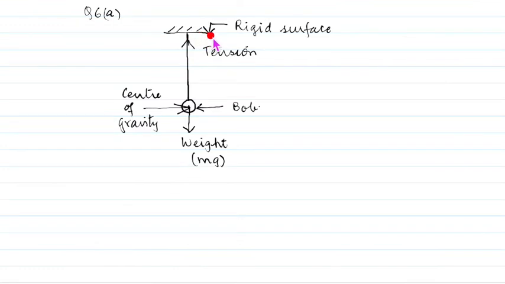So we show the rigid surface like this. Make sure to show these slanting lines. Then we show the string over here, and then we have the center of gravity. Through the center of gravity, the weight acts vertically downwards, and we show it as mg. This is the bob.